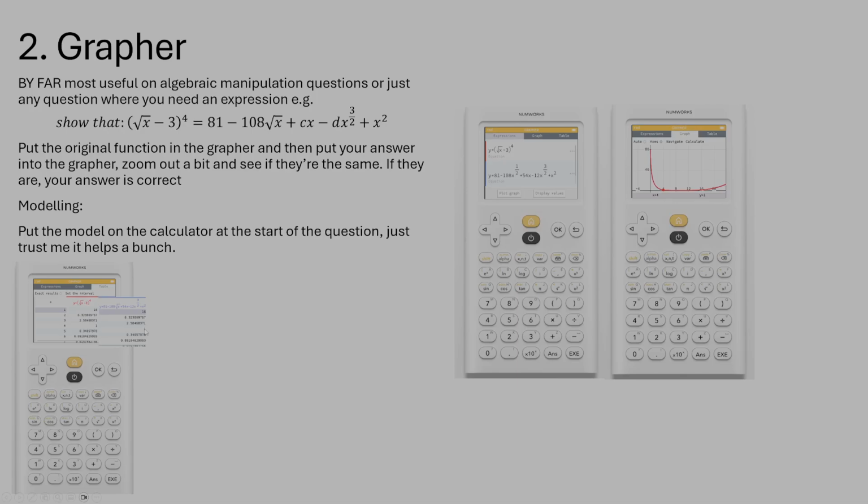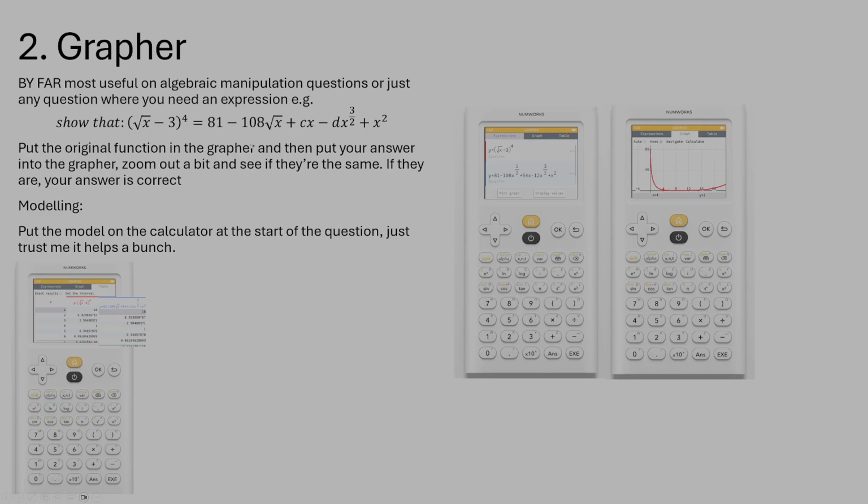Number 2, the grapher. This is, again, probably the most important feature, honestly. It's very, very useful. For model questions, you can just plot the model, or if you're finding values in the model, you can plot your model and see if it is correct by comparing the values in the question.